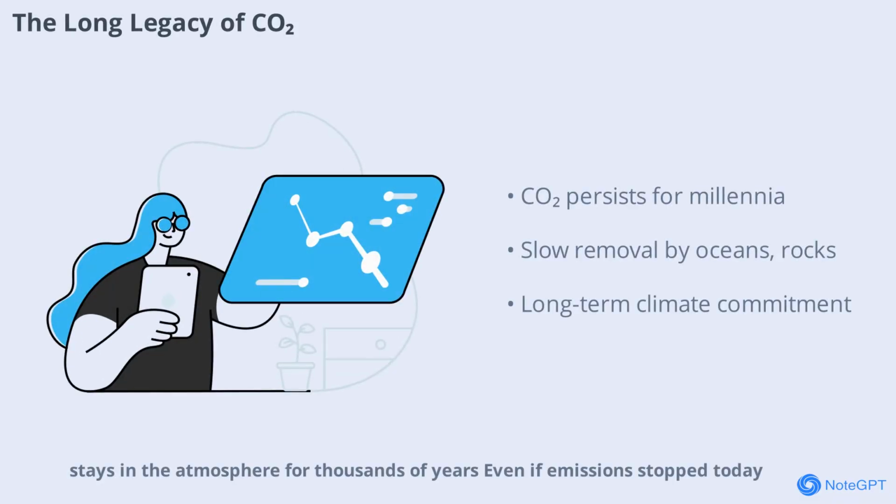A significant portion of the CO2 we emit stays in the atmosphere for thousands of years. Even if emissions stopped today, CO2 would only decline slowly as it's gradually removed by the ocean and rock weathering. This means the climate changes we set in motion, like warming and sea level rise, will persist for generations. The slow removal of CO2 underscores the urgency of reducing emissions now to limit long-term impacts.